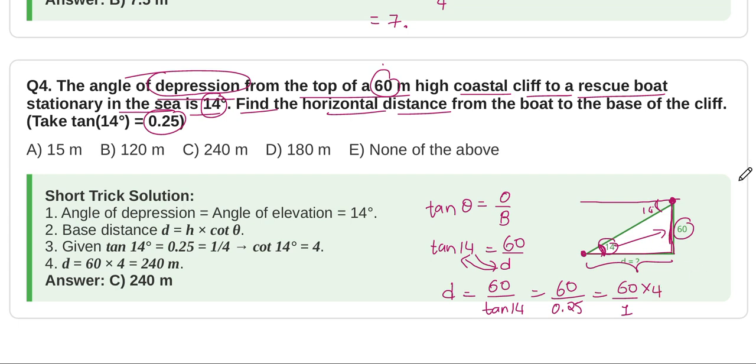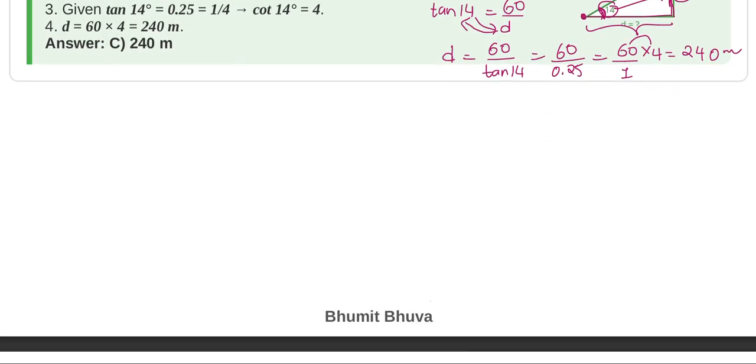Whenever a upon b all divided by c upon d is there, a upon b, then we have to take the reciprocal of the denominator and multiply with the numerator. Similar thing here, 60 upon 1 by 4, so 1 by 4 we have to take the reciprocal of and multiply with the numerator. So 60 into 4, which is 240 meter. Okay, so our correct answer is C, 240. Next question.